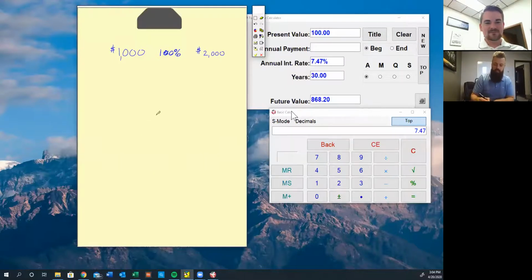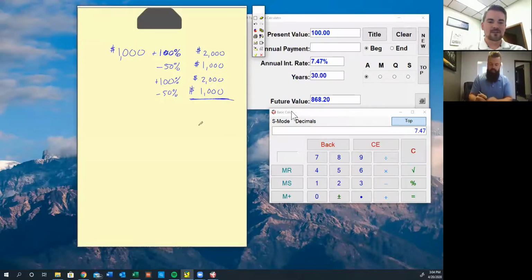Now the next year, we lose 50%. How much do we have? We lost half our money. $1,000. We're back to $1,000. And the next year, we earn 100%. How much do we have? $2,000. And the last year, we lose 50%. We go out with a bang. What do we have? $1,000. We're back down to $1,000.